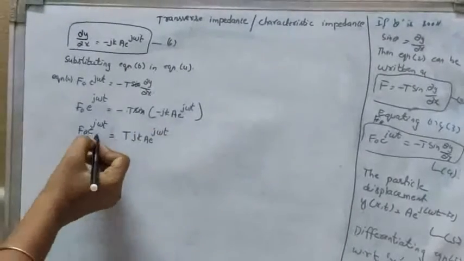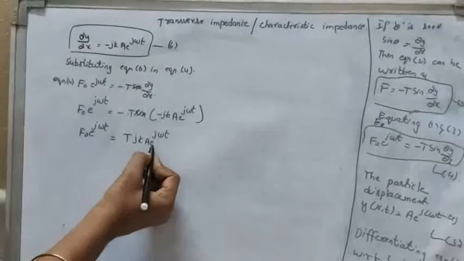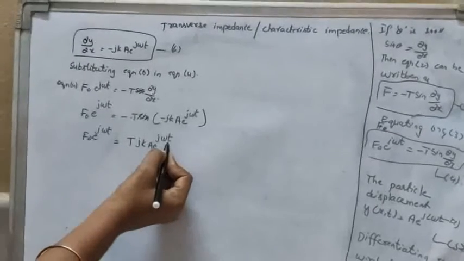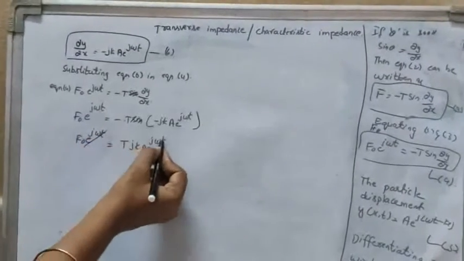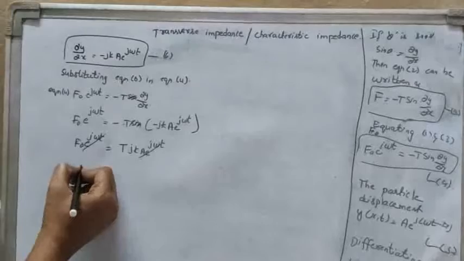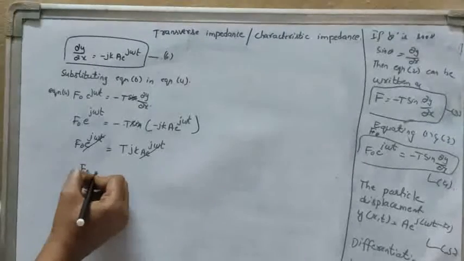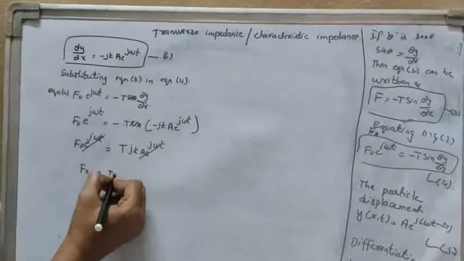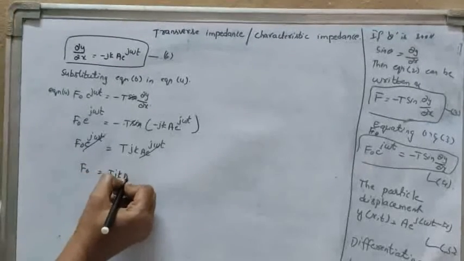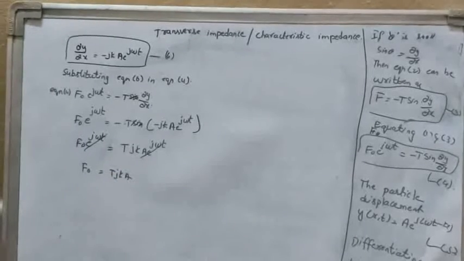Here you are observing e power j omega t, and here also you are observing e power j omega t. These two terms get cancelled and the remaining terms are F naught is equal to T j k A.